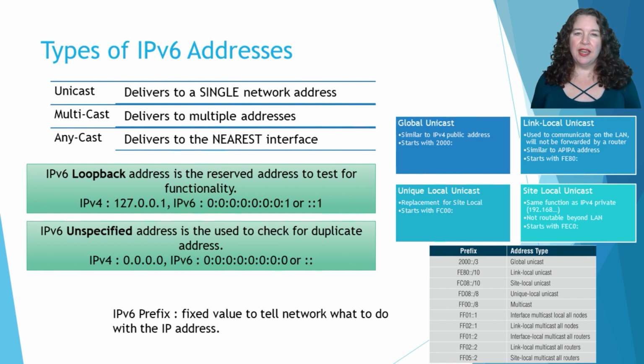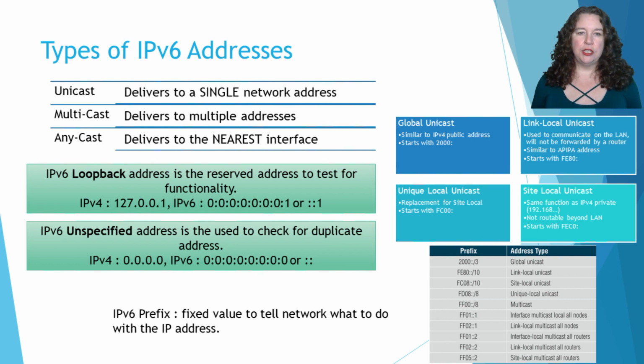The prefix is a fixed value for that first section, that first little section of 4 numbers that is going to explain what you're going to do with that IP address. What is it going to be used for? Is it going to be a global unicast? Is it going to be a local unicast for your unique local, site local, or link local? Is it going to be a multicast? Is it going to use different pieces of information? All routers, all nodes, and so on and so forth.